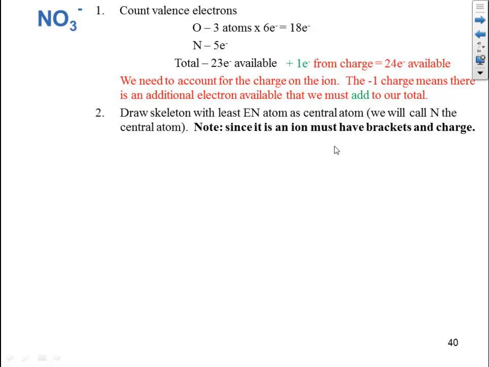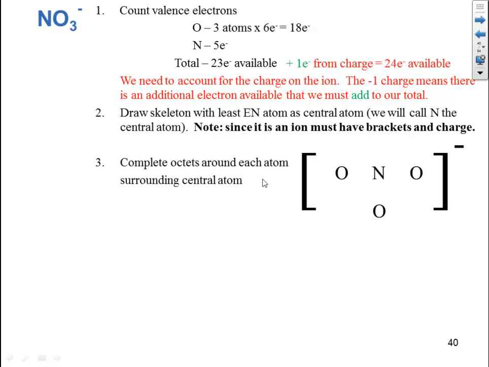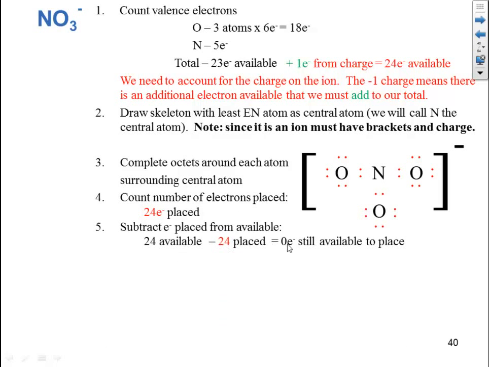Draw my skeleton. I'm going to put nitrogen as my central atom, and note that since this is an ion, I must also have brackets and the charge. So I have my skeleton and my brackets and a charge on it. Complete the octets. So around each one of these oxygens, I will put 8 electrons. Next, I will count the number placed, which was 24. Subtract my 24 from what I got available, which means none.